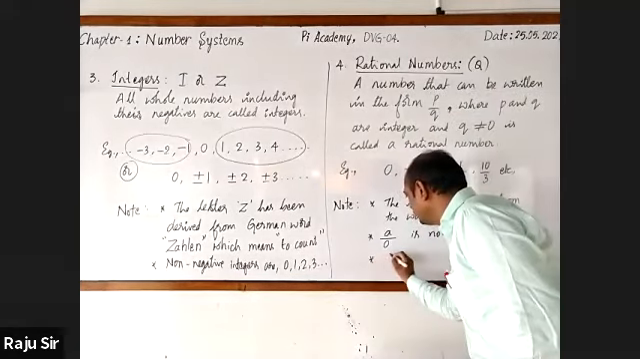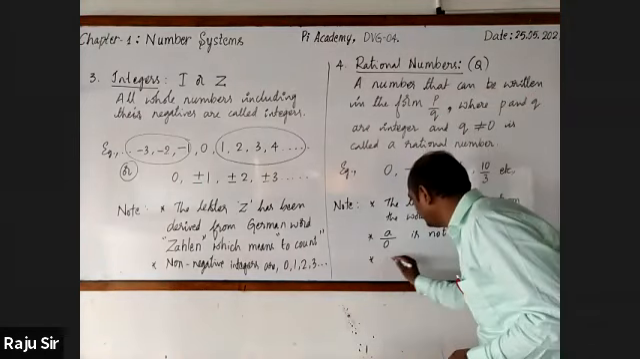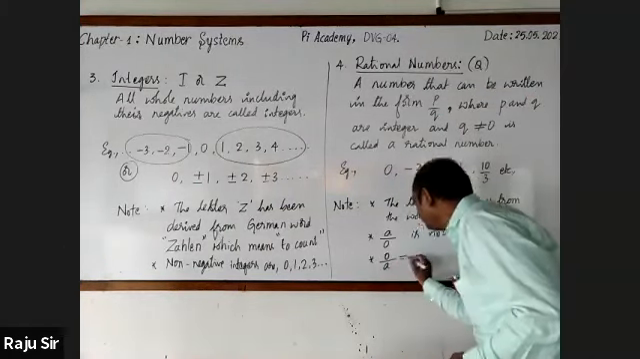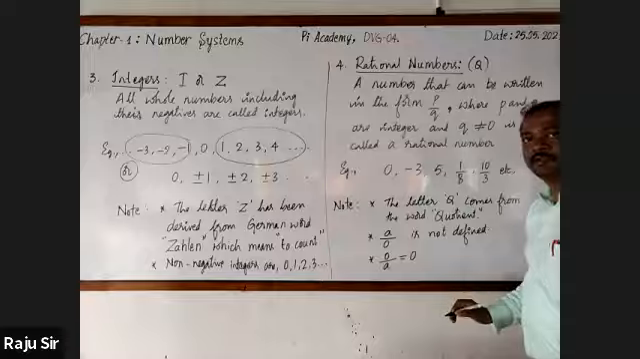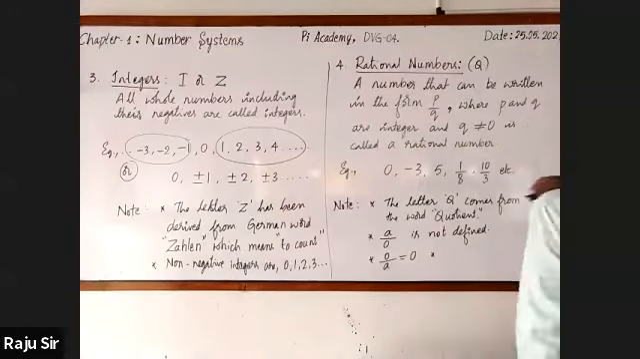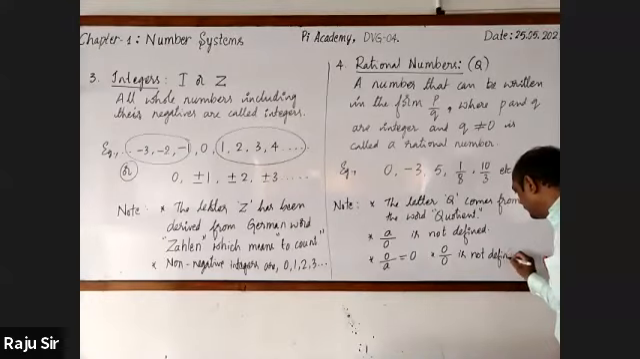The next one. 0 by any number. Its value is 0. The answer will be 0. You are right. My another question: what is 0 by 0? Not defined. Undefined. Okay, fine. Not defined.